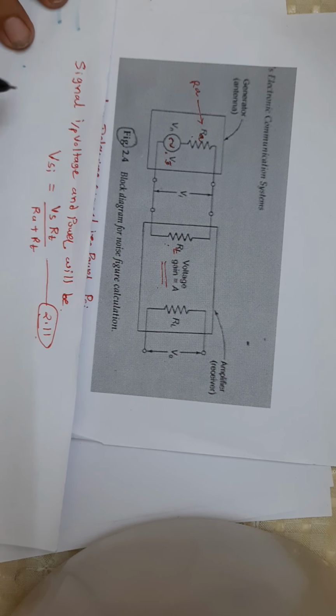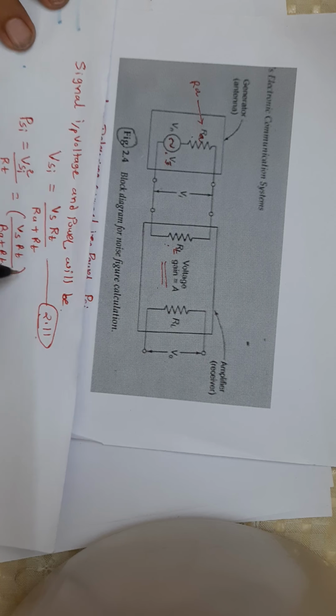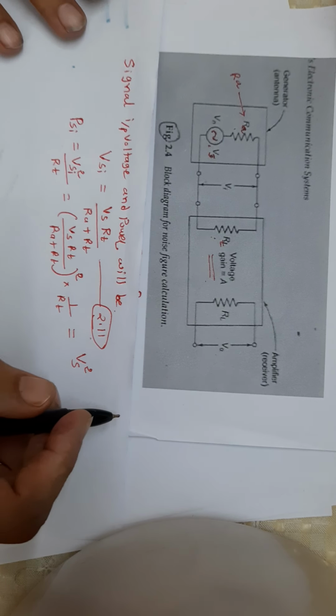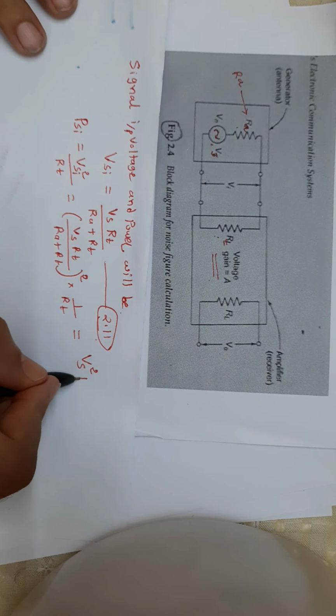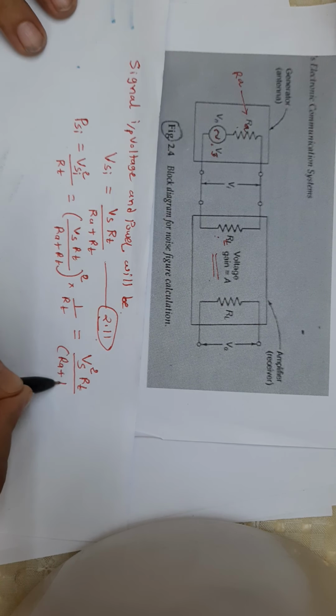Therefore, PSI is equal to VSI square divided by RT. It is equal to VS RT upon RA plus RT, all square, into 1 upon RT, and this is equal to VS square RT upon (RA plus RT) whole square.